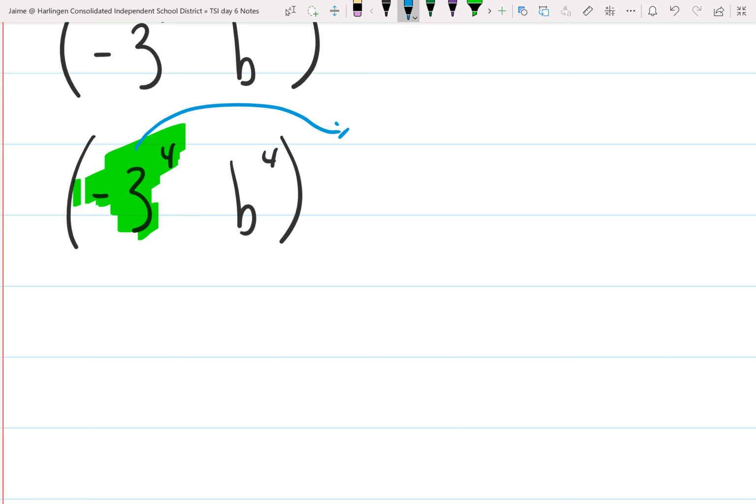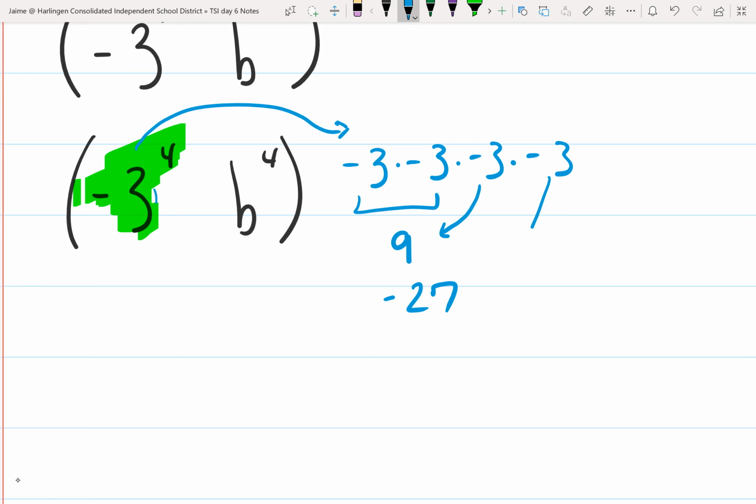It means this. Negative 3 times a negative 3 times a negative 3 times a negative 3, because it's negative 3 to the 4th power. So there's 4 of them. Negative 3 times negative 3, that's positive 9. Bring down this negative 3. When you multiply that, you're going to get a negative 27. Then bring down this negative 3. Multiply it again. You're going to get, I think, what, positive 81? Because negative times negative is positive. So we have 27 times 3, that's 81.